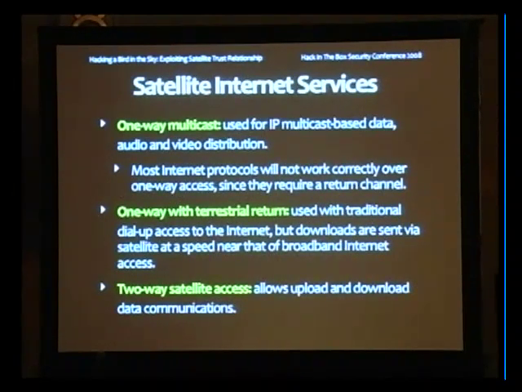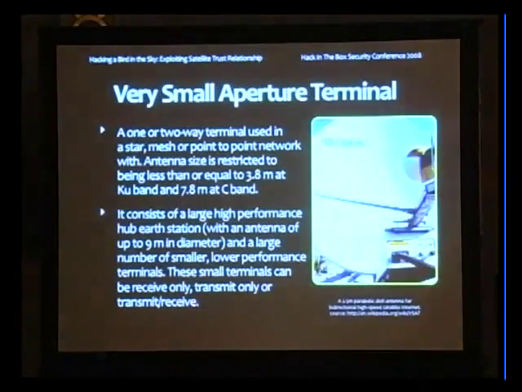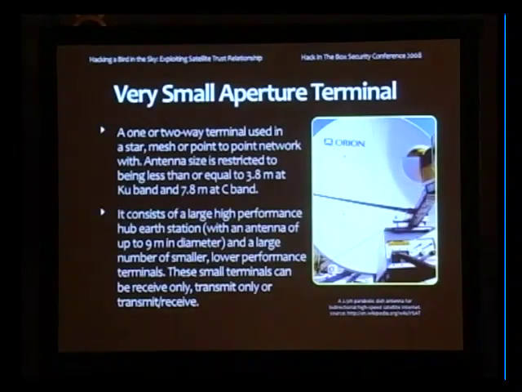We also know satellites can be used for delivering internet service. We know 3 typical setups: one-way multicast, one-way with terrestrial return, where usually the other part is dial-up or leased line, and 2-way satellite access for upload and download. 2 years ago, we talked about DVB. And it's really close to this kind of setup, the very small aperture terminal. It is a 1- or 2-way terminal used in star or mesh configurations, like a hub, if you can imagine. Back 5 or 6 years ago, we still used hubs. That's the typical way the network using satellites has been configured or set up.